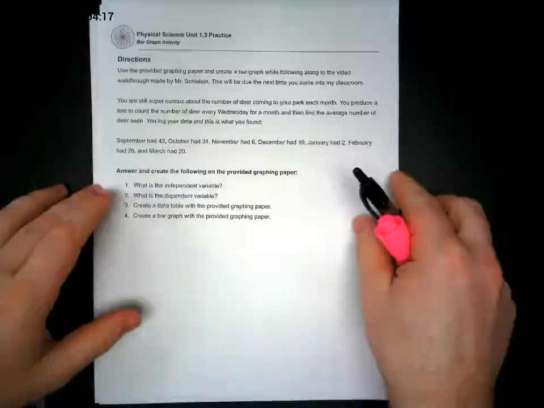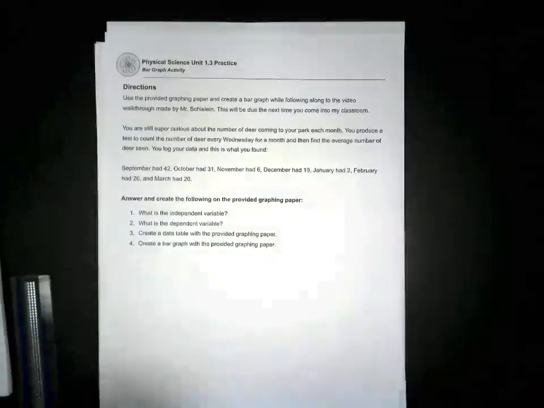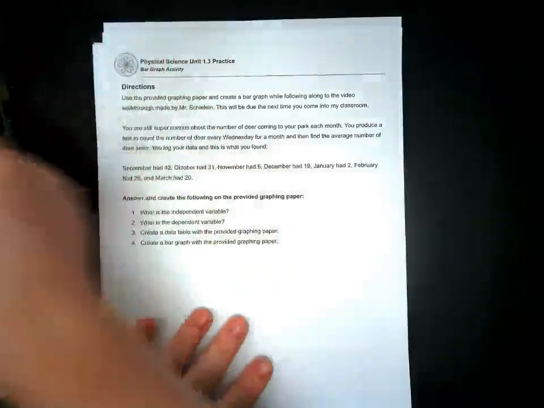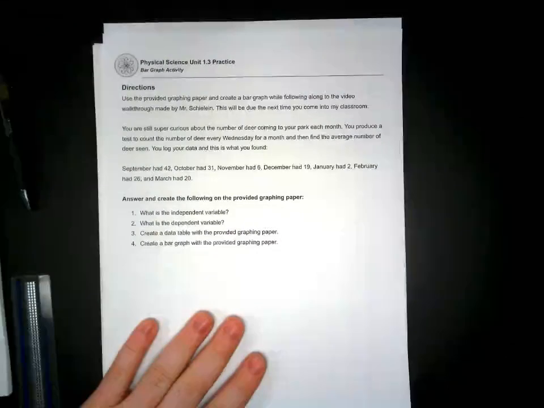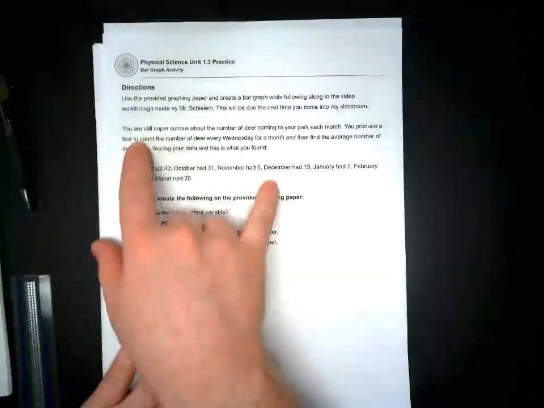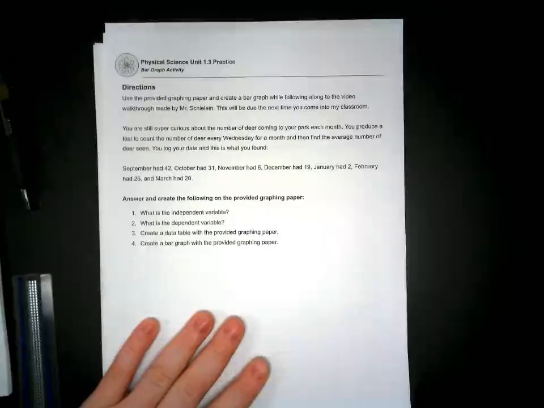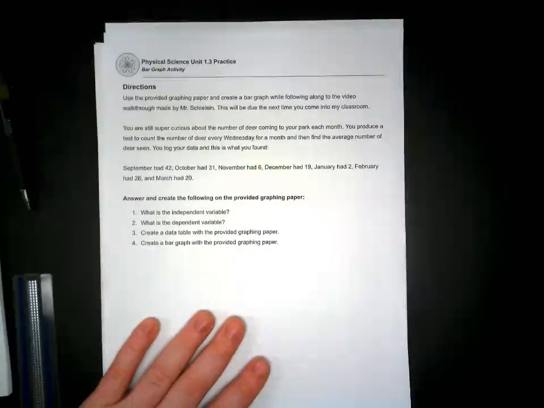Okay, so here's what we're going to be covering. The directions are the same as last time, and you are still super curious about those deer. So this is the same bar graph, for the most part the same question that we had the other day. It's just now the data is going to be different. If you've already read through this, you notice that the numbers are different than the other day.